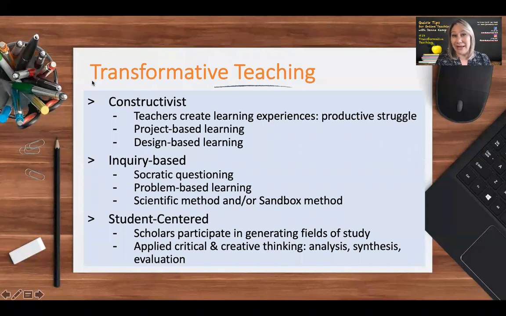There are a lot of different ways of being a transformative teacher or of addressing transformation through teaching and learning. Typically considered constructivist or inquiry-based or student-centered, really a transformative curriculum that a teacher is using is a little piece of all of these. There are learning experiences for some productive struggle constructed by the teachers for the learners.